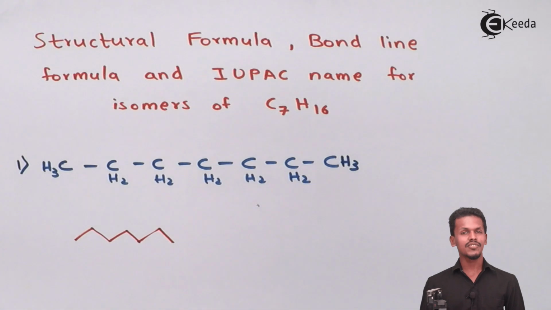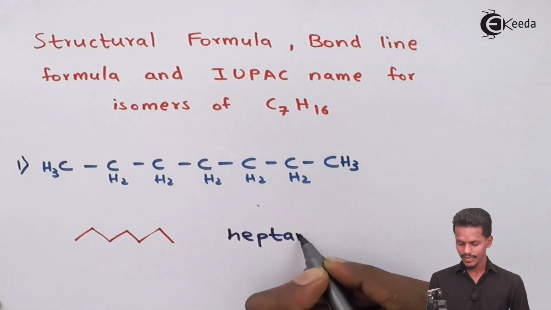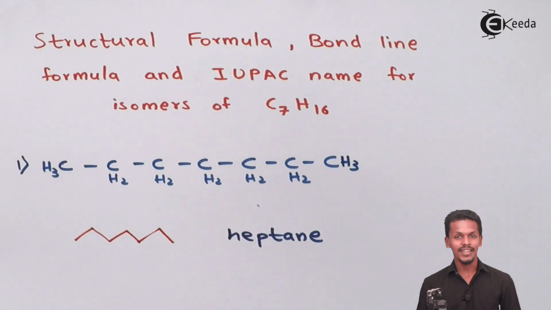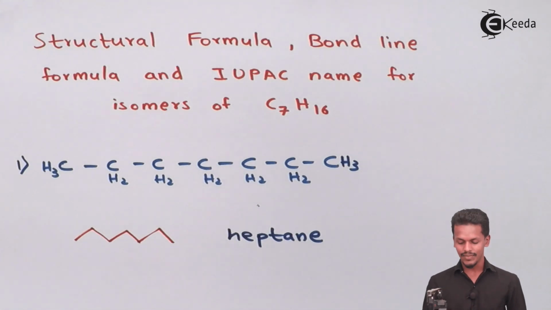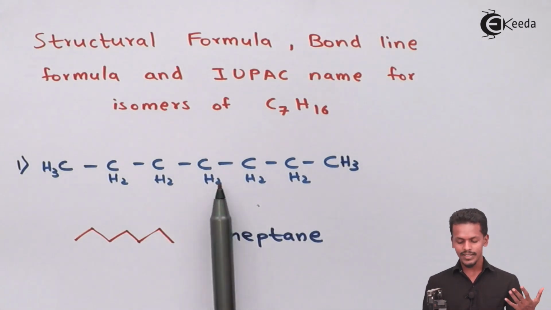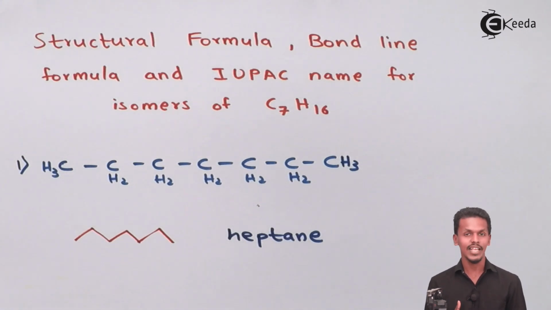And this structure is basically known as what? Because this is a straight structure, and we can see that 7 carbon atoms are present, and moreover it is an alkane, the name of this would be heptane or n-heptane. This is what we name the first isomer. So this is the first isomer, and we have also represented the structural formula, the bond line formula, and the IUPAC name for this structure. Now let us go for the second isomer that we can draw for C7H16.